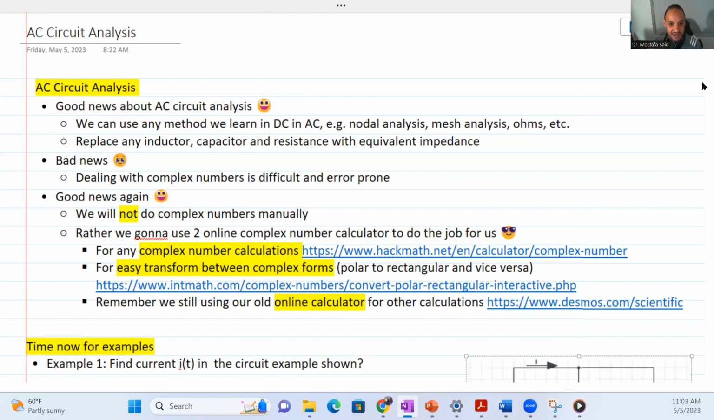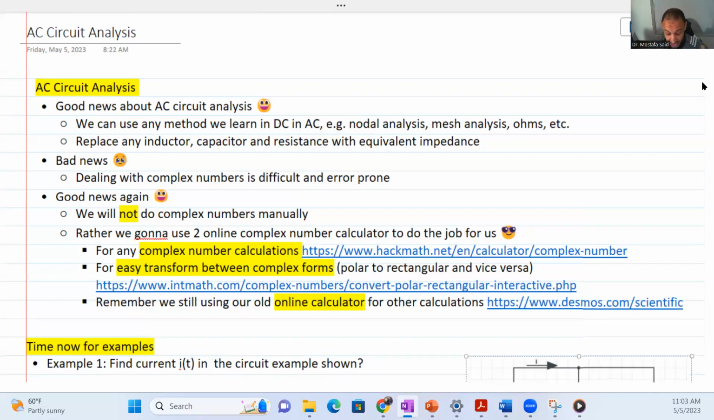In this lecture, we're gonna start our AC circuit analysis. How to solve an AC circuit. We studied a lot of DC and how we solve DC with many methods: nodal, mesh, Thevenin, all such stuff. How to do that in AC analysis.